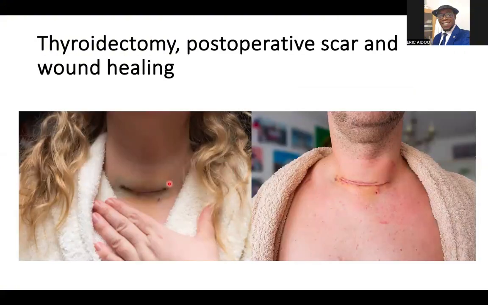So these are images of a few patients who have undergone thyroidectomy and a postoperative scar and wound healing that they have to be mindful of. So that is where the cut was made. And if you look at it critically, the cut is made along the crease of the skin, okay, where the skin creases along. Just like in this one, you see the creases from left to right. So you cut along it. You don't cut across it. All right.